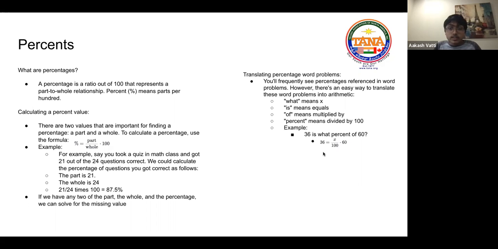So for example, 36 is what percent of 60? So you put 36 as your number. You have the word is right here, and that's equivalent to the equal sign. What means X, so right here. Percent means divided by 100 right here. And of 60 means multiplied by 60 right here.